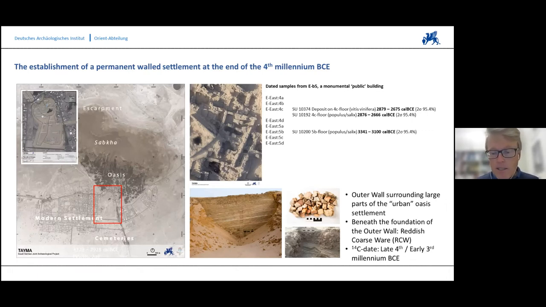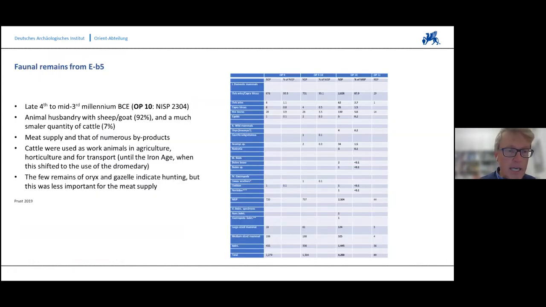And this context is not only dated, but also connected with a pottery production, which has been identified by stratigraphic excavations in the center of the site. Just some final remarks on the faunal remains. They also indicate that hunting is just a marginal part of the food supply, whereas the main faunal remains from the settlement of this early Bronze Age period are sheep, goat, and a smaller quantity of cattle, which has been identified counting 2000 plus NISP.